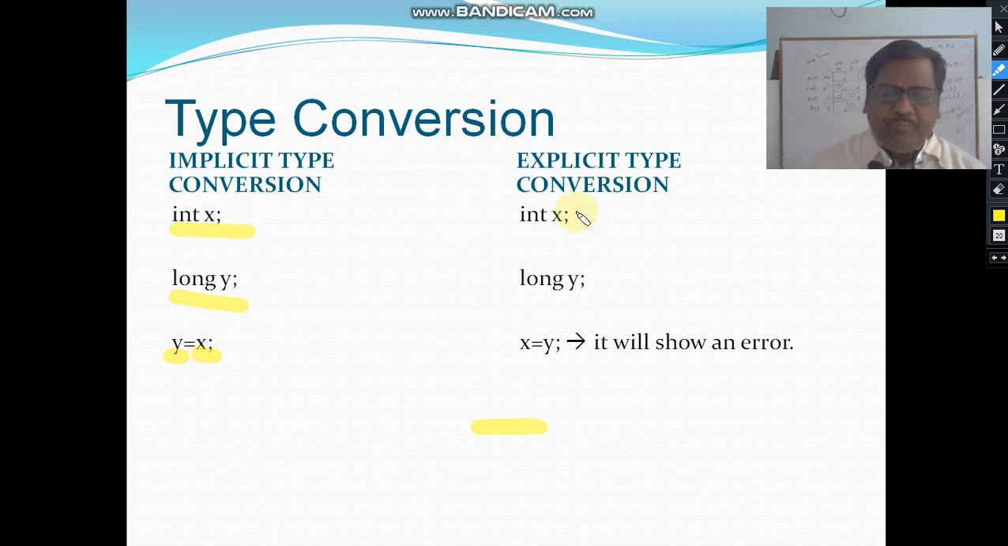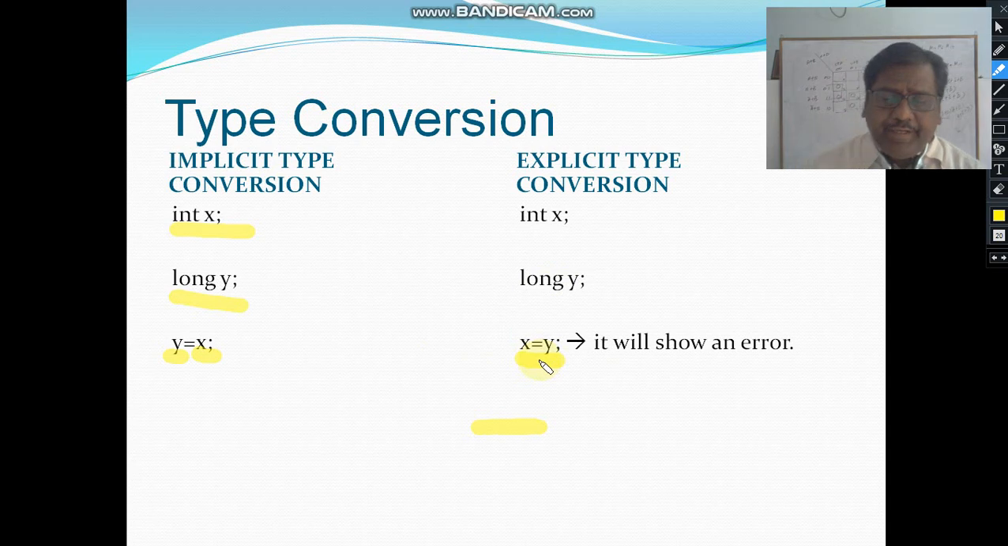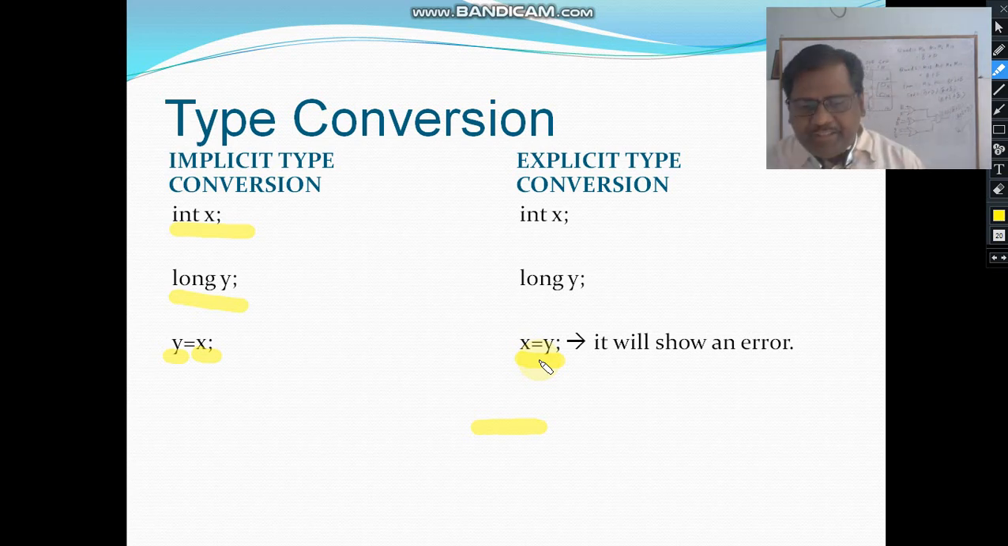Now when we come to the example of explicit conversion, there is an int x and a long y. Now we are trying to store the value of y in x, that means x = y. x is an integer, and long is a larger type. It cannot be contained in the smaller one, so it will show an error. It is wrong. So how do we do explicit type conversion?